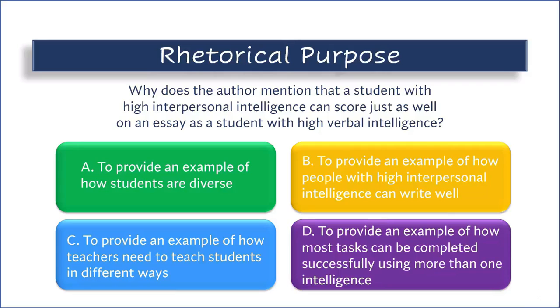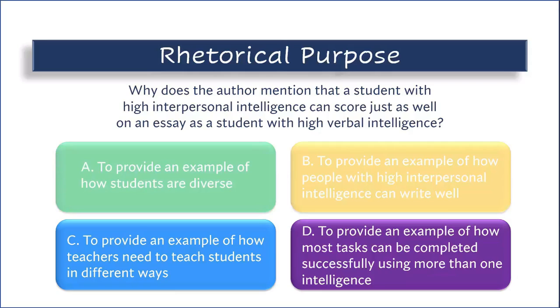A is incorrect, because while this is an example of the diversity of students, the paragraph does not focus on student diversity. B is incorrect, because the example shows how a person with high interpersonal intelligence can succeed on an essay, but it does not state whether or not the student can write well, especially without the extra help they received. C is incorrect because the focus is on how students with different intelligences can succeed, not on how teachers should teach students. The correct answer is D.